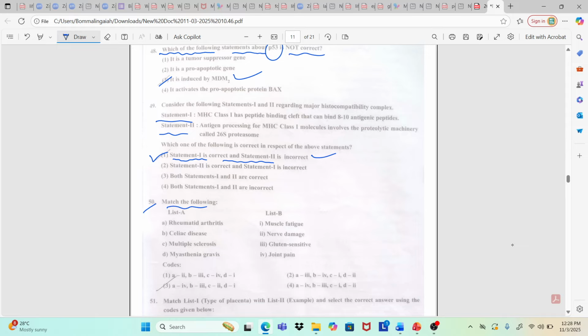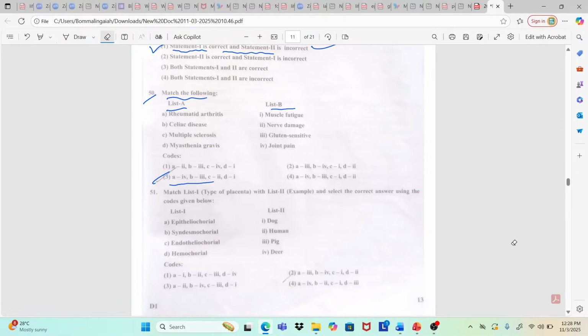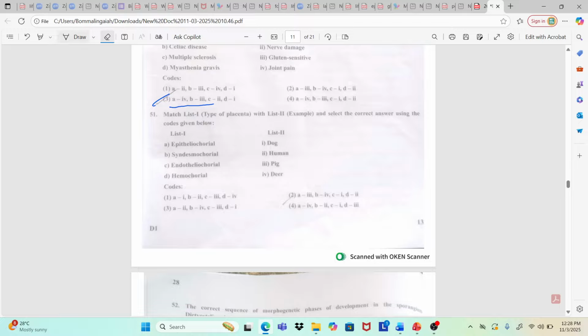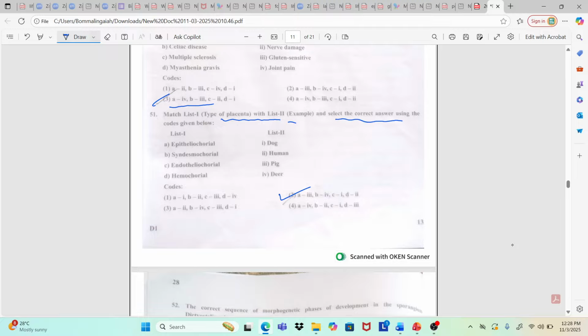Match the following. Here list A is provided and list B is provided. Here the correct option for this question is option number 3. Next we move on to the next question, that is question 51. The correct answer for this question is option number 2. That means types of placenta are given in the list, with examples, and select the correct answer using the codes. Here codes are given. The correct option for this one is option number 2.